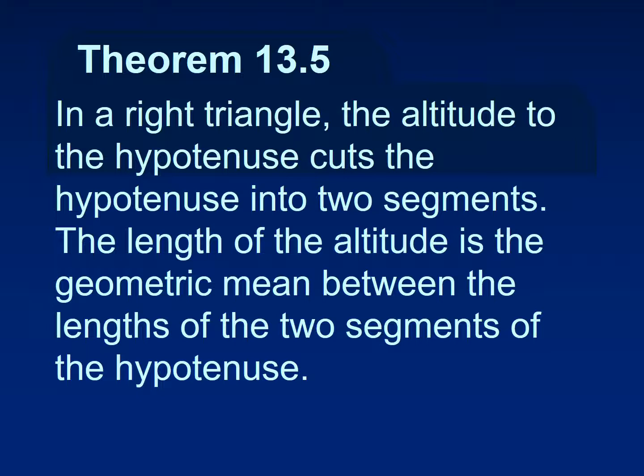Next theorem we want to look at is that in a right triangle, the altitude to the hypotenuse cuts the hypotenuse into 2 segments, and that the length of the altitude is the geometric mean between the lengths of the 2 segments of the hypotenuse. So we can use the length of the altitude, and that is going to be the geometric mean.